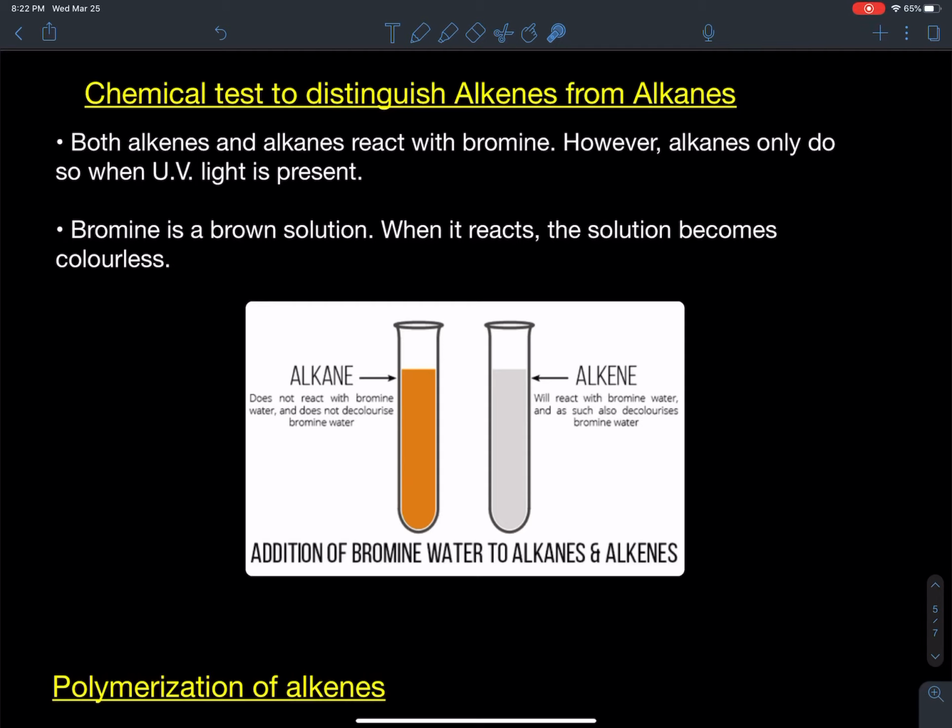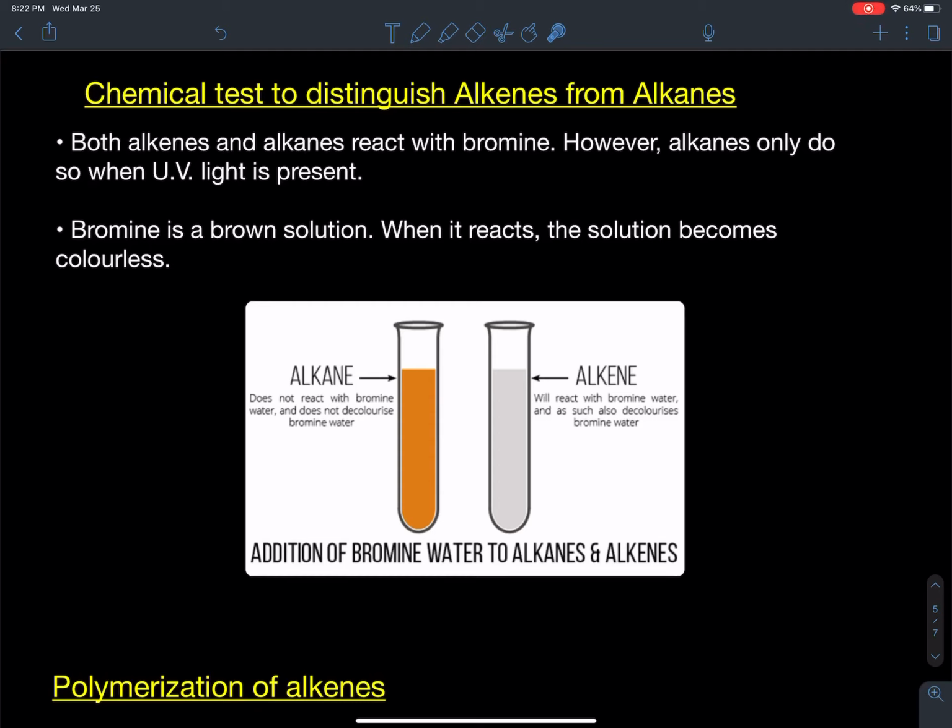A good test to distinguish that is that halogens, such as bromine, when you mix them with alkanes, they won't react unless you have UV light. Remember that radical mechanism that I showed you in the alkanes unit? Well, alkenes, on the other hand, if you add bromine in at room temperature, they'll immediately react.